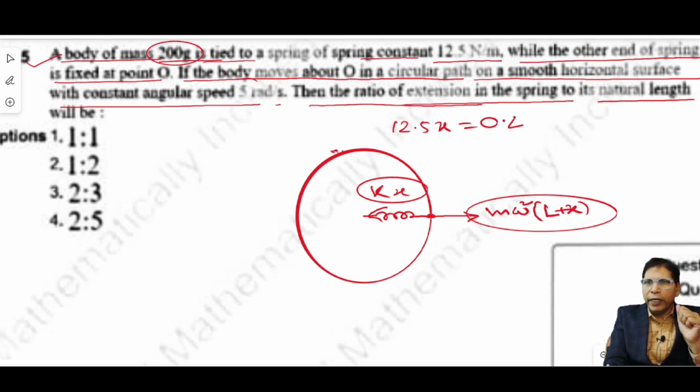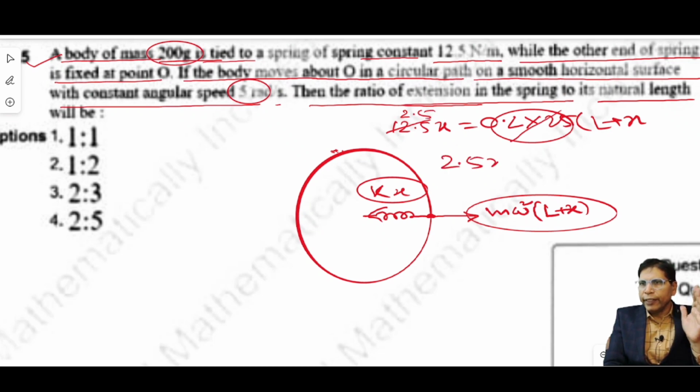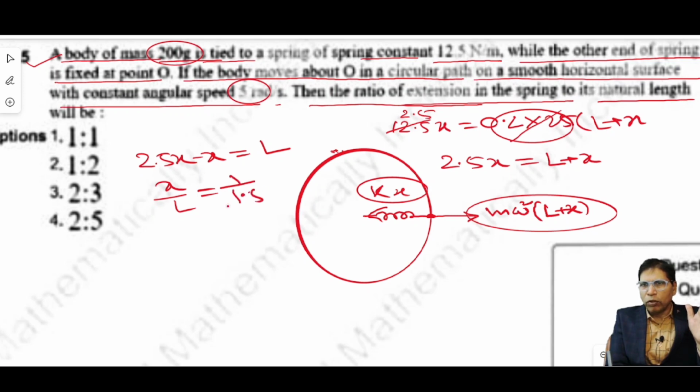Omega is 5 radian per second, so omega square is 25, and this is L plus x. Now 25 into 0.2 is 5. Now this 5 and 12.5, so this is obviously 2.5. Therefore 2.5x equals L plus x. Therefore 2.5x minus x equals L. Therefore x by L is 1 by 1.5, which is 2 by 3. Therefore, option C is correct.